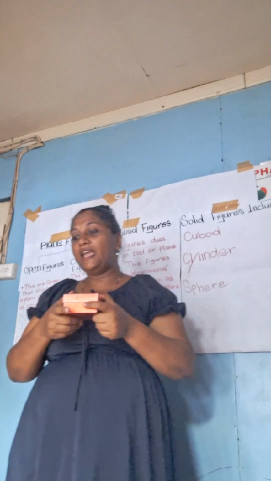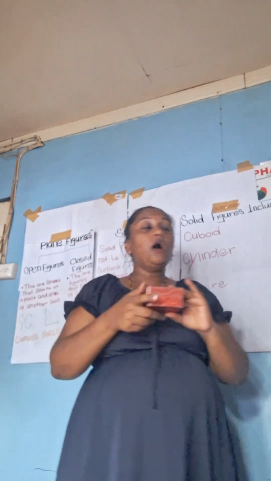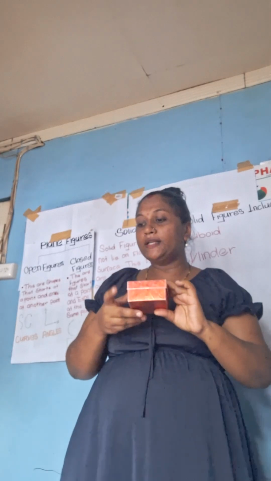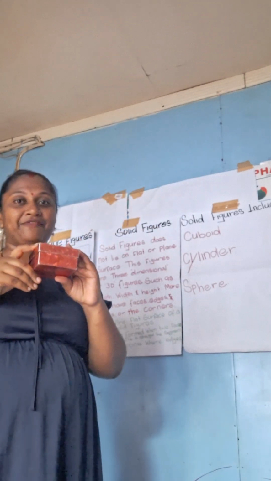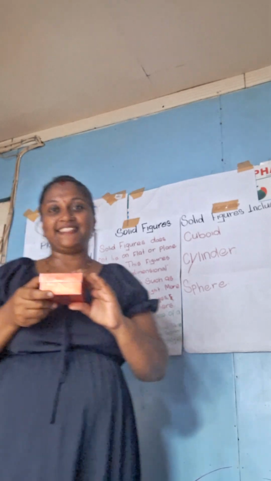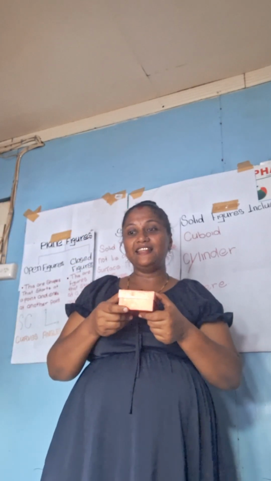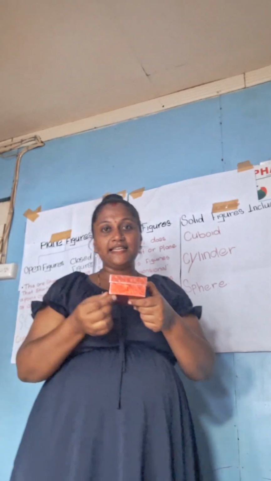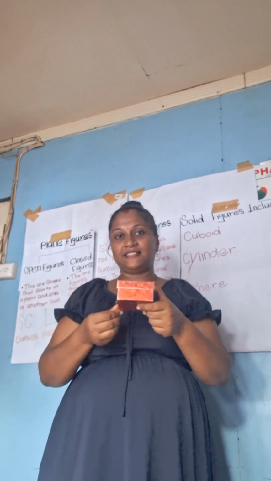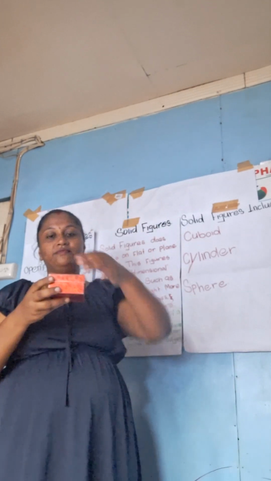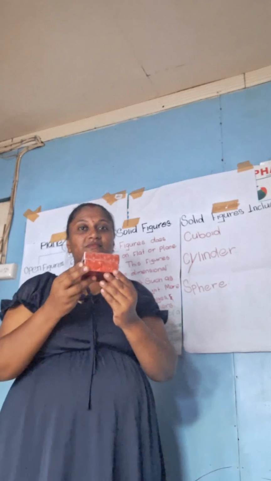Right? And how many vertices, the corners, does this cuboid have? 8. Right? 8. 1, 2, 3, 4, 5, 6, 7 and 8. 8 corners.